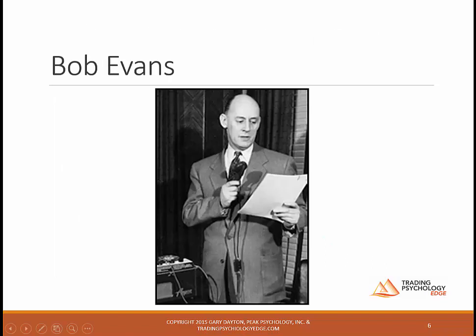So, okay, keep that basic model of the four phases, the four cycles there: accumulation, markup, distribution, markdown. Keep that in the back of your mind all the time. Kind of gives you a sense of what might be happening next.